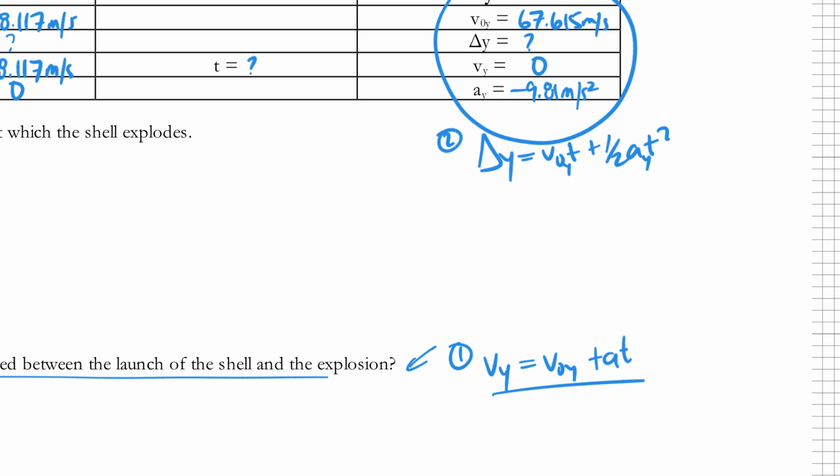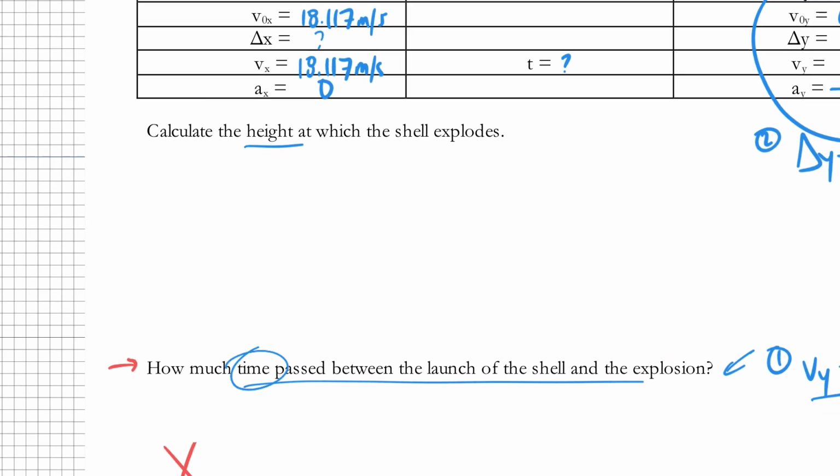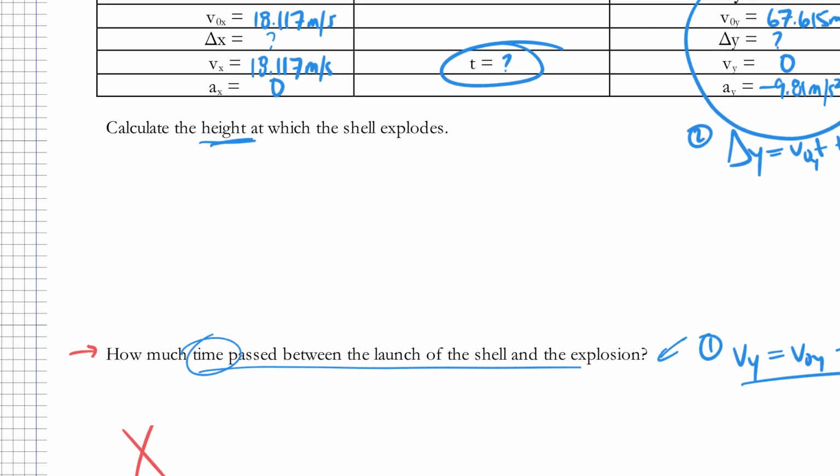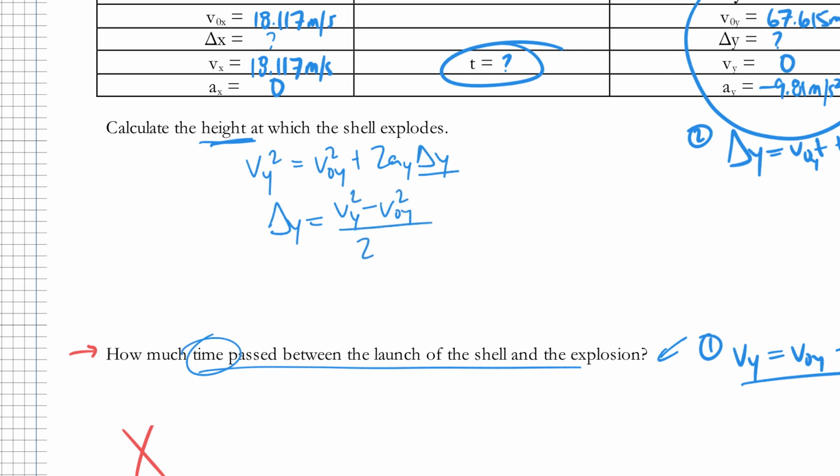However, let's assume that you're hard-headed or it hasn't occurred to you to do them out of order. If we want a height and we don't know time, then you're always going to lean into this equation: Vy squared equals V naught y squared plus 2a y delta y. We're solving for delta y, so I'll rearrange this, and it will be delta y equals Vy squared minus V naught y squared, divided by 2ay. As always, be very careful with your signs, but especially on one like this.